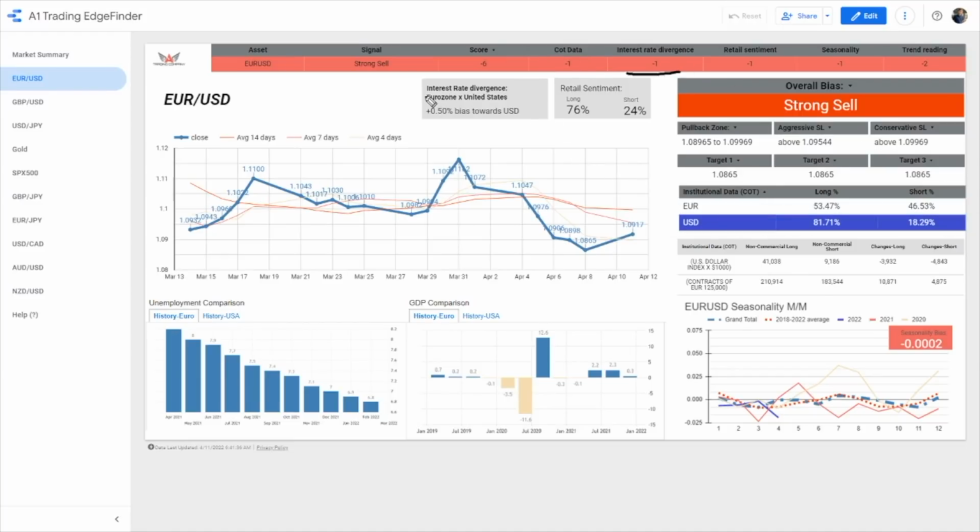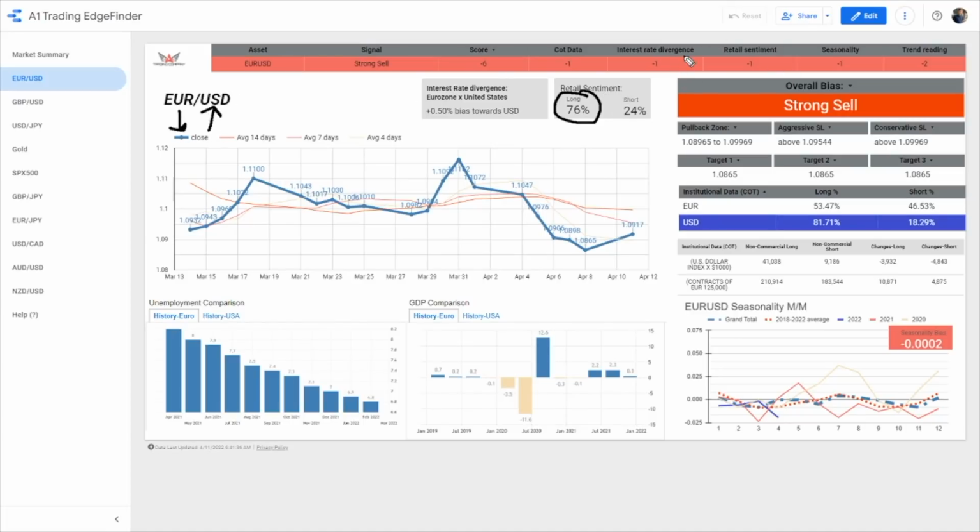Here's another thing. Comparing the Eurozone versus the United States, this software has pulled in data for each and compared them and identified that there is a slight bias of 0.5% towards USD. Again, buy dollar, short euro. Okay. Retail sentiment, that's the next component. We know right now that retail traders are 76% long, meaning that the crowd is buying the euro. So for me, if the crowd is buying the euro and the crowd generally loses money, I'm going to look to short. So it's a bias to the short side.